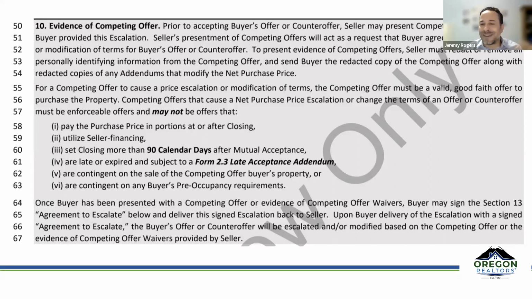So we say if it's more than, we had to pick an amount, if it's more than 90 calendar days for a closing date out, then that's not going to be able to be used to trigger this. You know, if it's 6 months out, that's not really a competitive offer. That shouldn't be allowed to be used to trigger this.